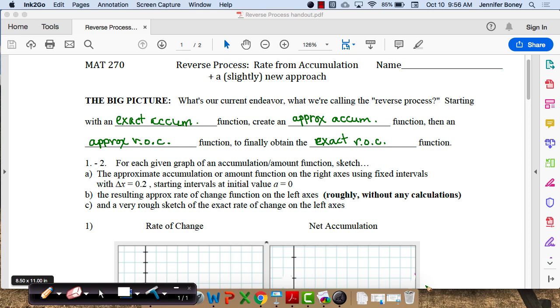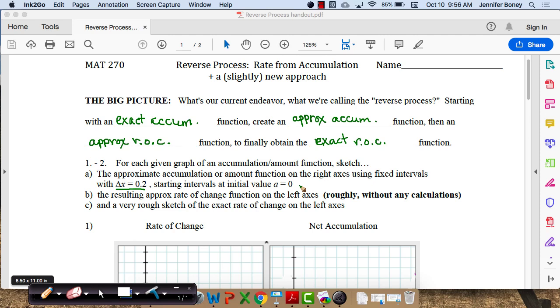So take a look at the graphs. I'm going to leave this up there for a second, but take a look at the graphs down below. There's questions 1 and 2. Each gives you an exact accumulation function, net accumulation in one case, and total accumulation in the other, or amount, that doesn't start at 0. But taking a look at those, see if you can use, as it says here, delta x, interval width of 0.2, starting at x equal to 0, or an a value, lowercase a, of 0. So starting at 0 as the independent value, measure off intervals that are 0.2, 2/10 of a unit wide.